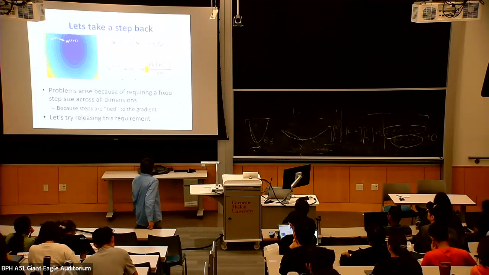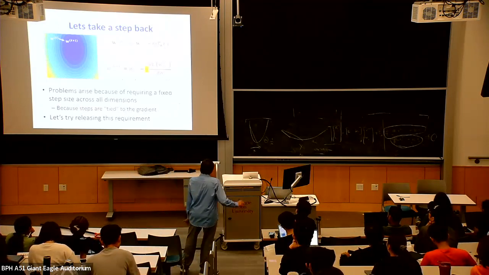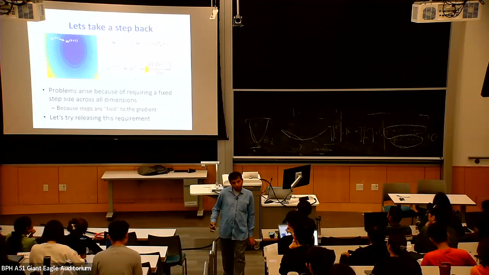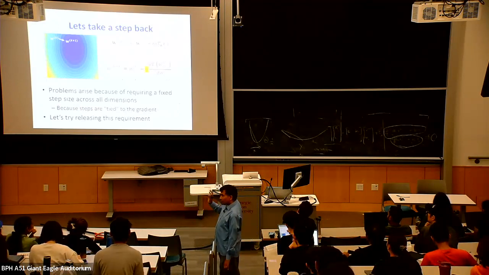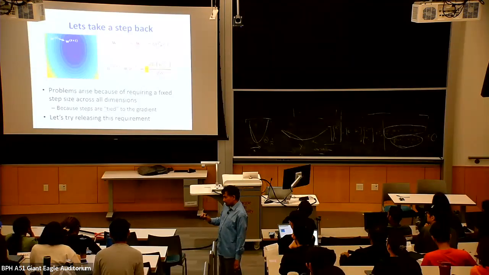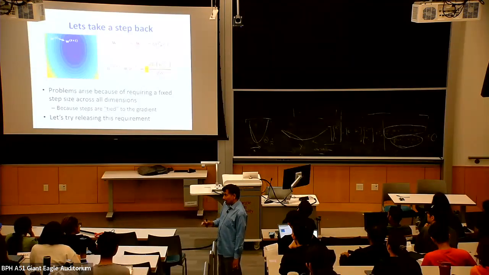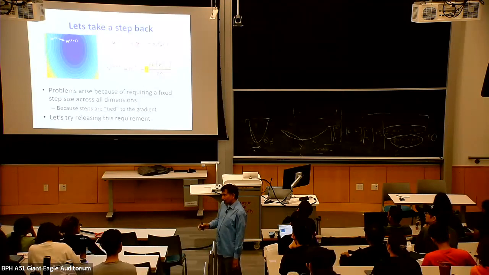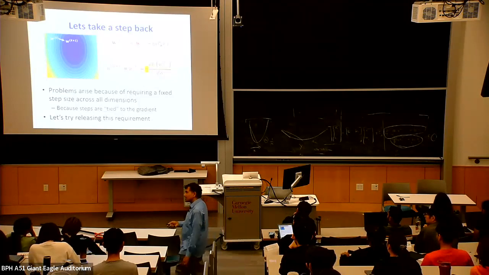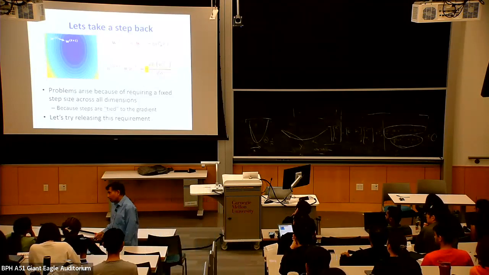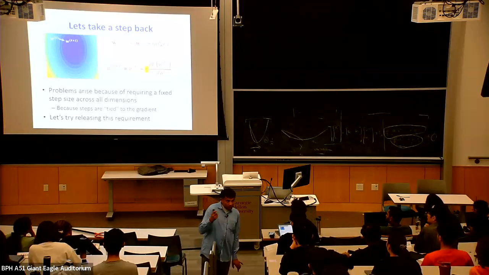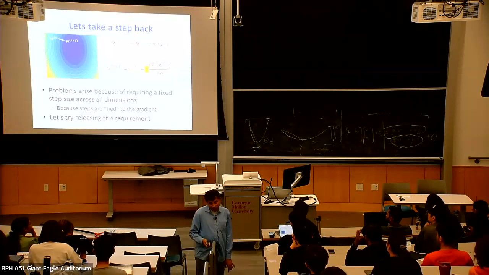Let's take a step back. The problem of requiring a fixed step size across all dimensions is something we would like to avoid. But if you're not doing this, you no longer are performing gradient descent. Remember this, gradient descent is walking against the gradient, which means the gradient is a vector of partial derivatives. You must be going against it, which means you are taking the same step size, learning rate, for all components, right? We're going to stop doing gradient descent. I will still call it gradient descent, but really it's not gradient descent anymore, okay?